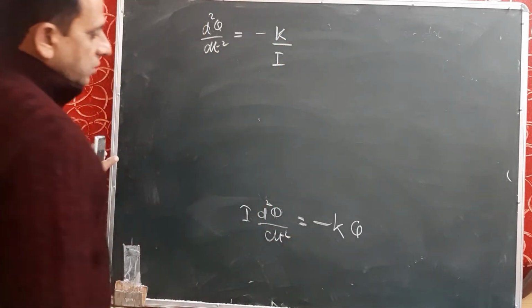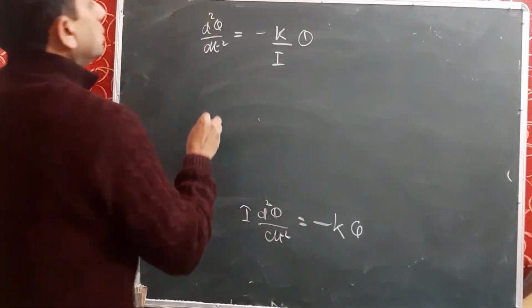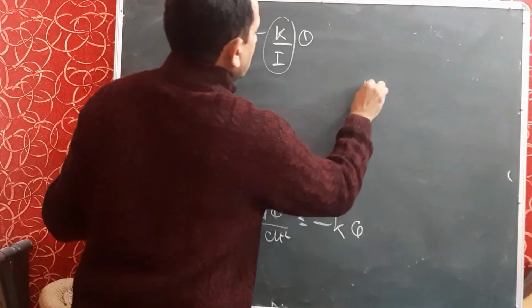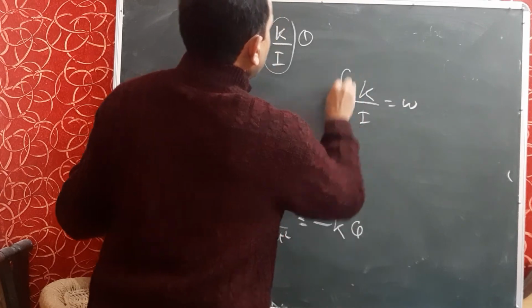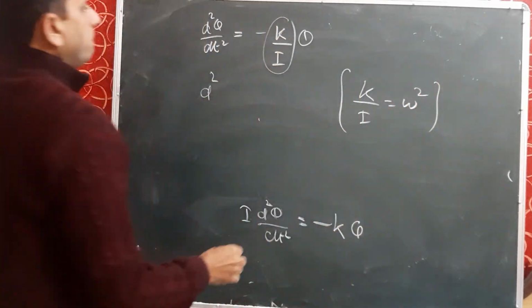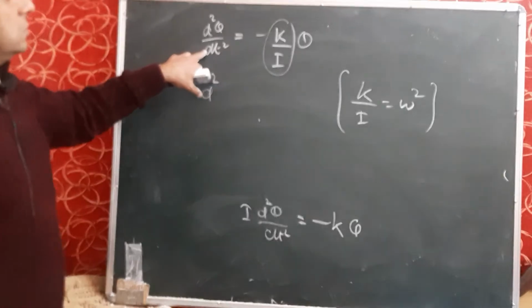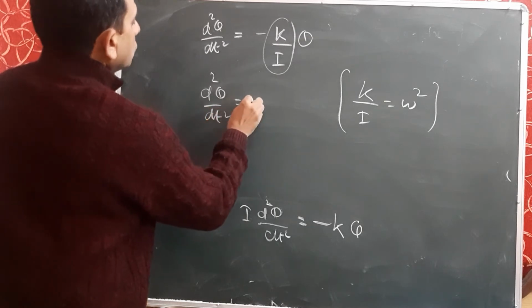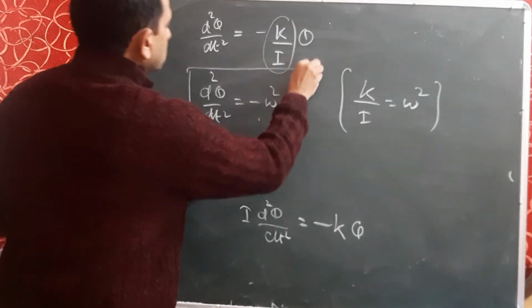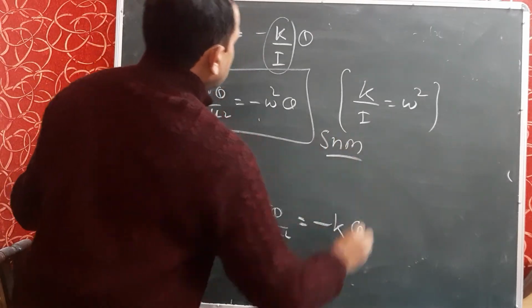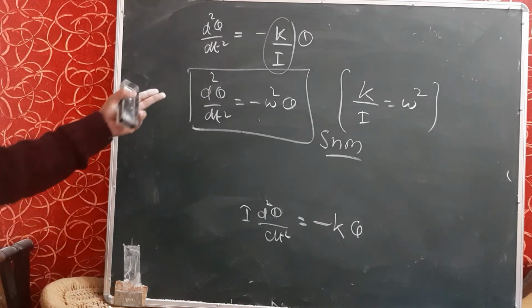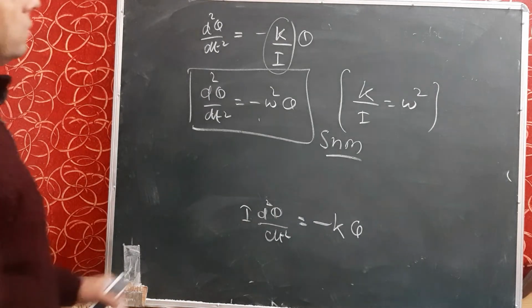with I going to the right side, times theta, and we will put these constants as omega square. So I have put k by I equal to omega square, because the standard simple harmonic motion equation means d square theta upon dt square is equal to minus omega square theta. So this is the SHM equation. From this equation it is proved that the angular harmonic motion is SHM.